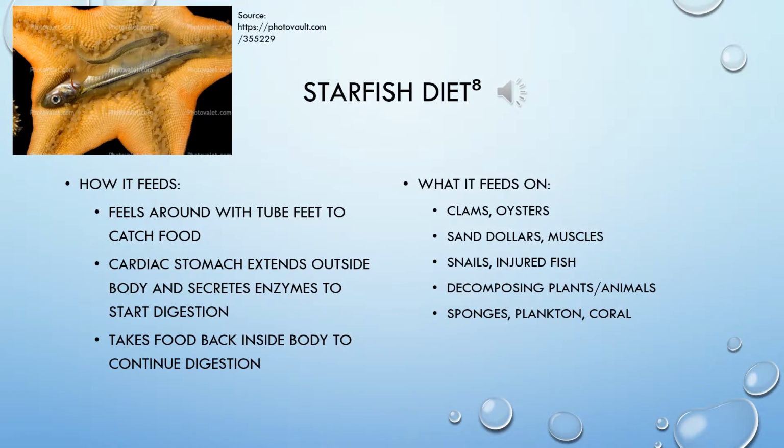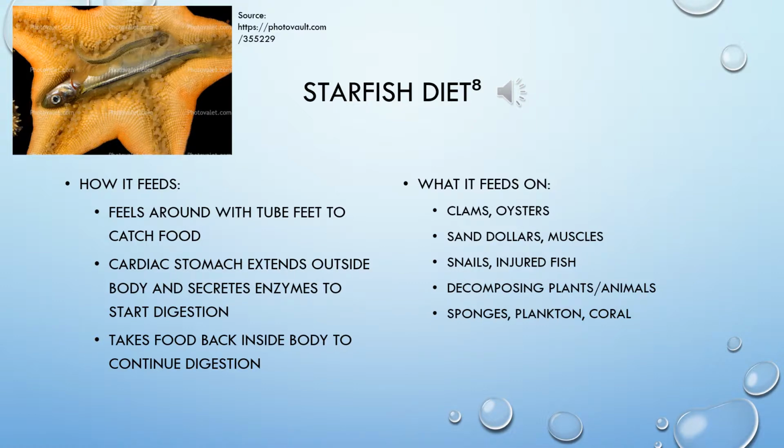So moving on to the starfish diet, as I mentioned before, it feeds by feeling around with the tube feet to find the food before the cardiac stomach extends, secretes enzymes, starts digestion, at which point the food is taken back inside the body to continue digestion.